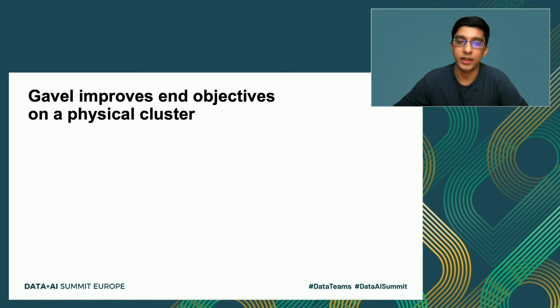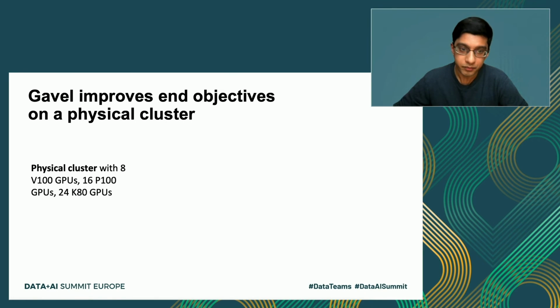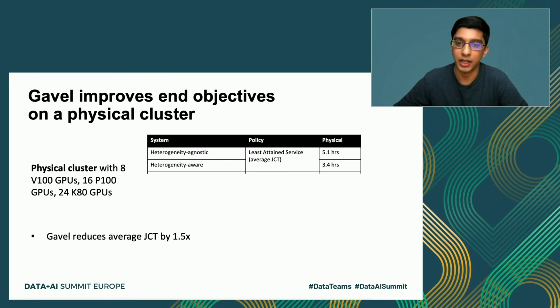So starting off with this first question of whether Gavel can improve objectives on a physical cluster, the setup here is we have a cluster with 48 total GPUs split between 8 V100s, 16 P100s, and 24 K80s. And there's a couple different scenarios we're looking at. The first is the setup where we want to look at the least attained service policy in a couple different regimes. The first is a heterogeneity agnostic version of this policy. And then we also want to look at a heterogeneity aware version.